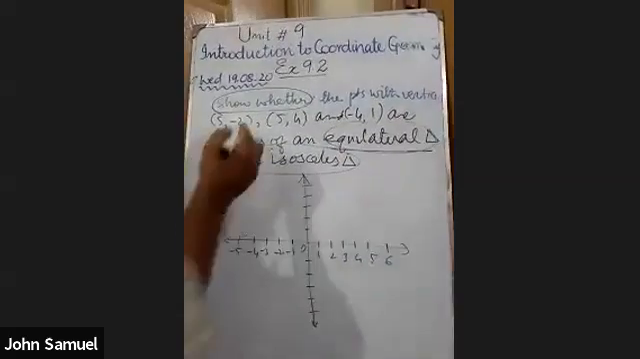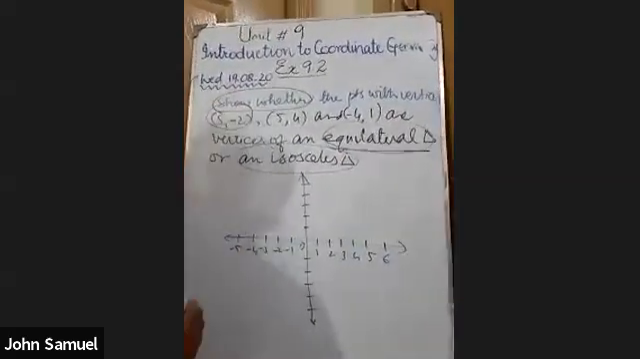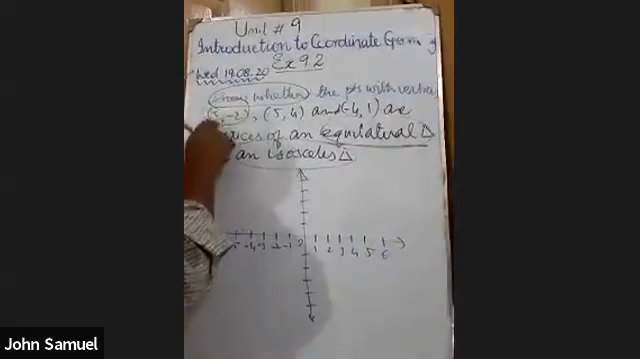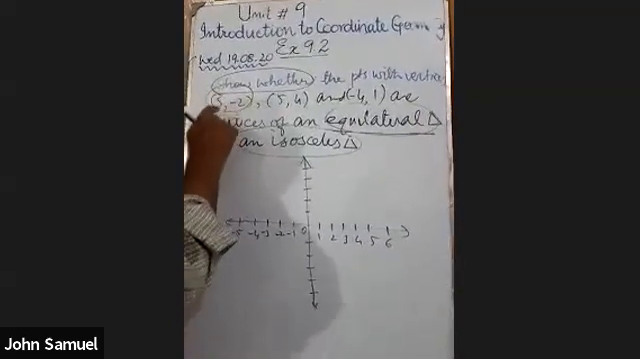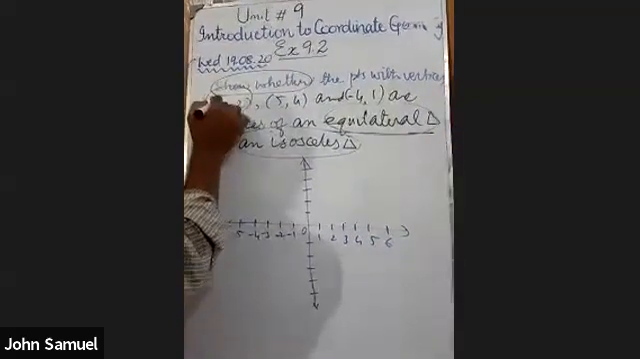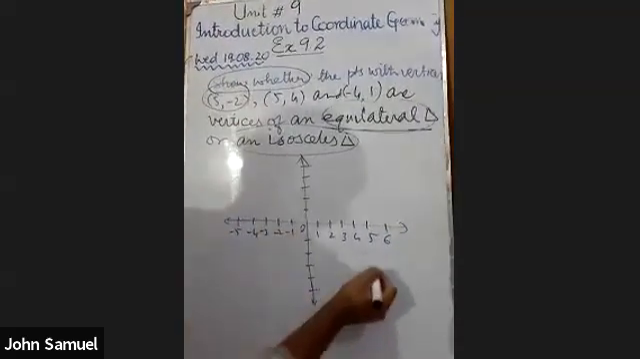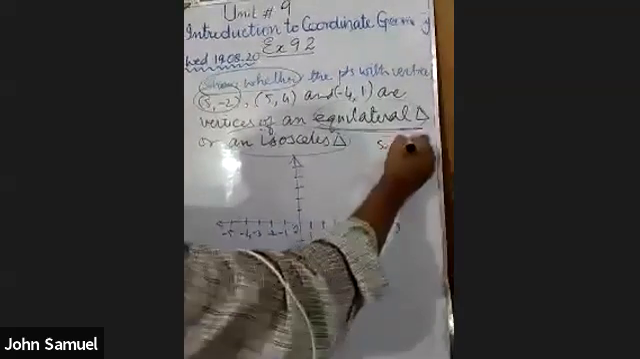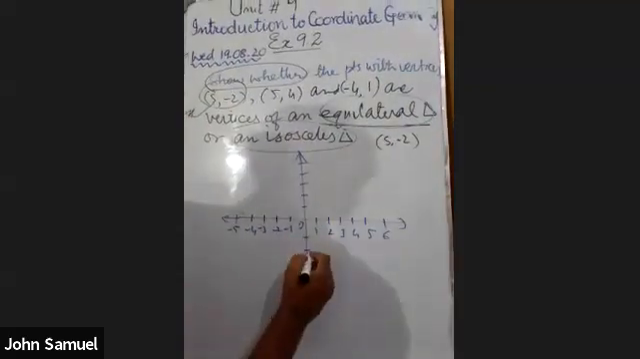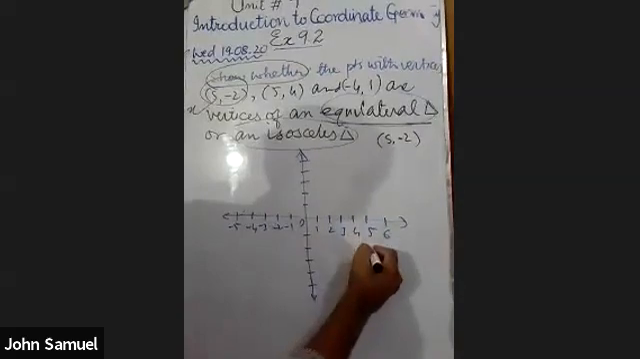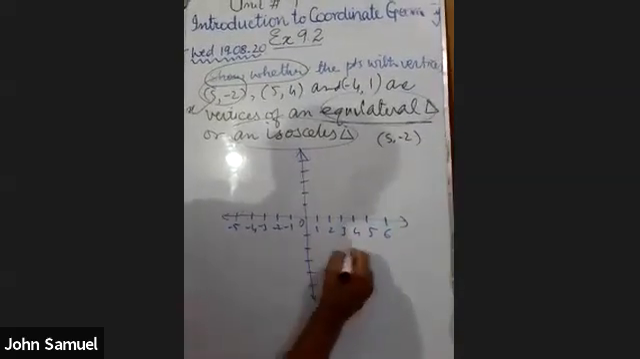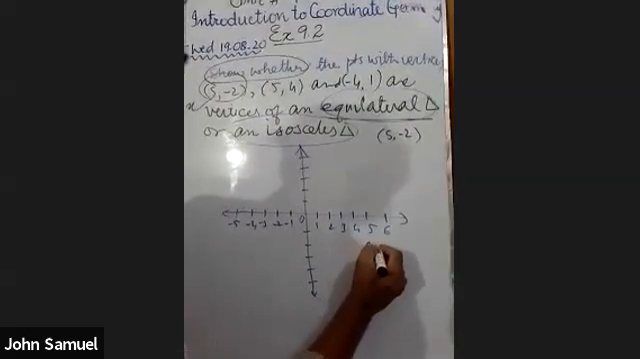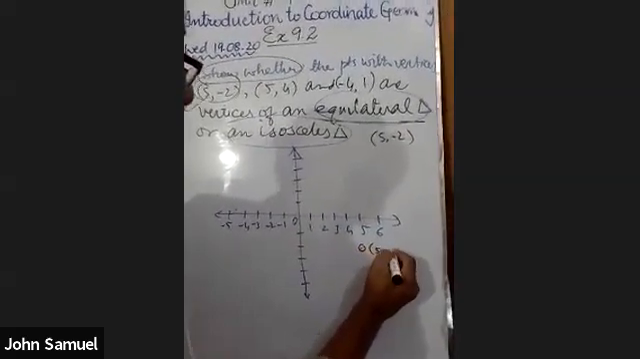Where is the first point? It is 5 and -2. We need to find in which quadrant it lies. 5 on the x-axis is positive and -2 on the y-axis is negative, so this lies in quadrant number 4. This is x, whereas this is y. So this point is 5 and -2.